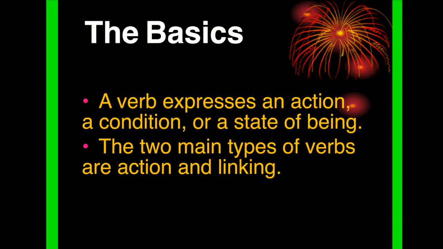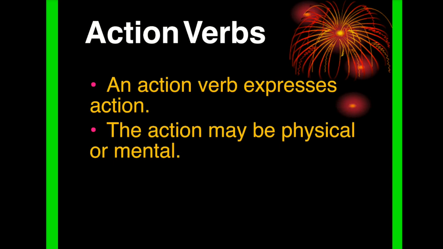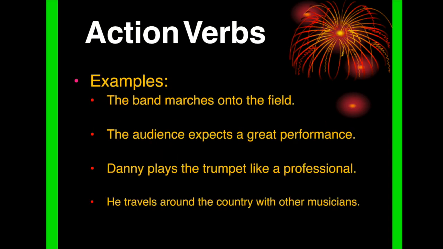First, the basics. A verb expresses an action, a condition, or a state of being. The 2 main types of verbs are action and linking. First, action verbs. An action verb expresses action, some kind of movement or event occurring. The action may be physical or mental. Let's look at some examples.